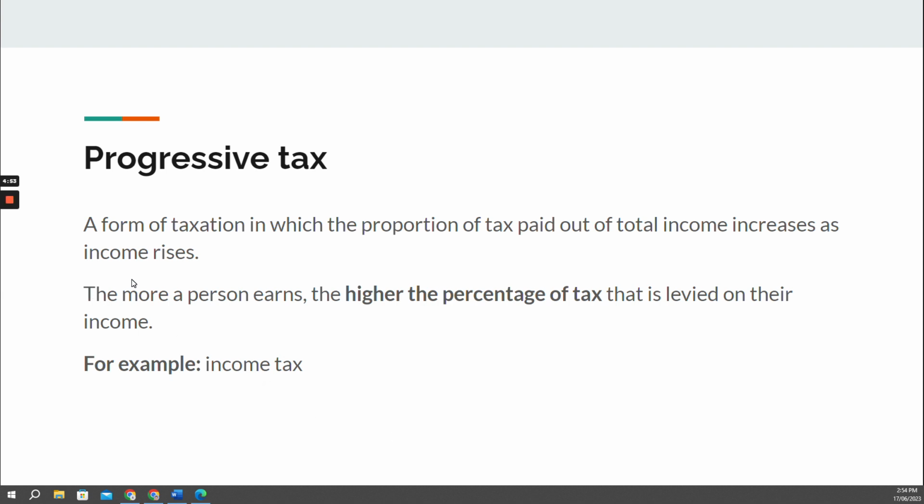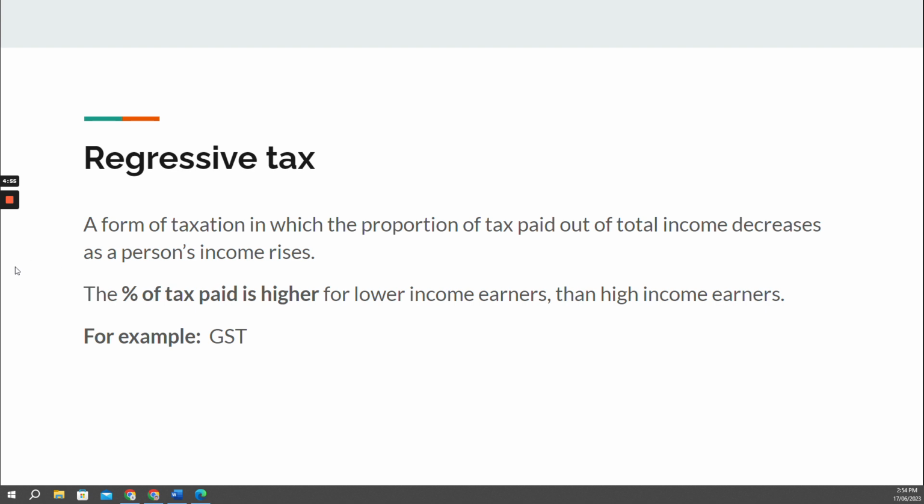The opposite of a progressive tax, when we regress, when we go backwards, is called a regressive tax. And this is where the more you earn, the less you pay as a percentage of your income. And you can check the definitions here. A good example of a regressive tax, or the only example, is the GST.